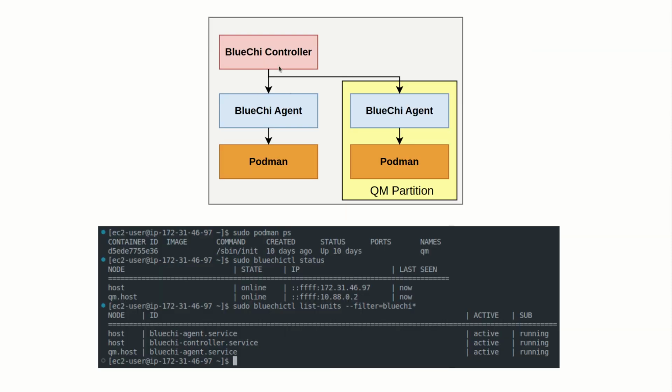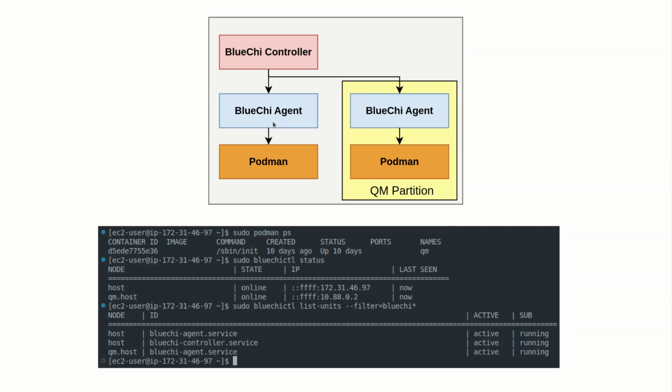So here is the example. This is the host machine. You have a BlueChi controller over here. This host machine has the BlueChi controller, and the host machine as such also has a BlueChi agent. And there is this QM partition. This QM partition also has its own BlueChi agent.